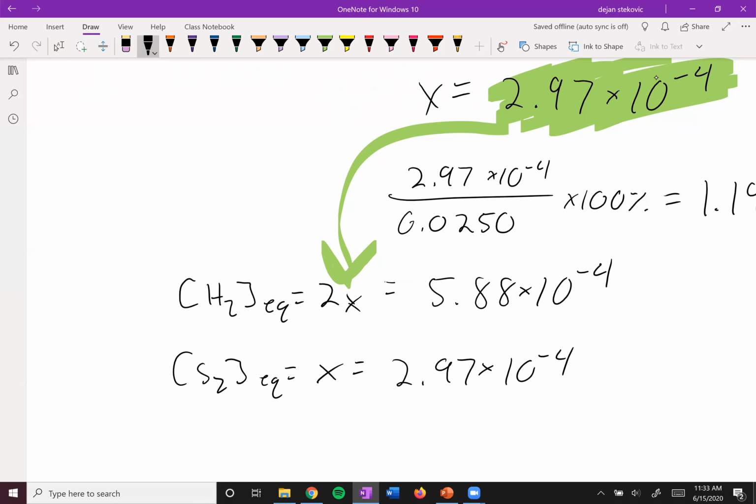So again, just get really comfortable with doing these ICE tables. There's a lot of little ways to mess up, and the best way to get better at them is just practice, practice, practice.